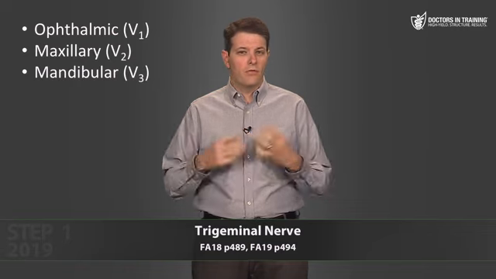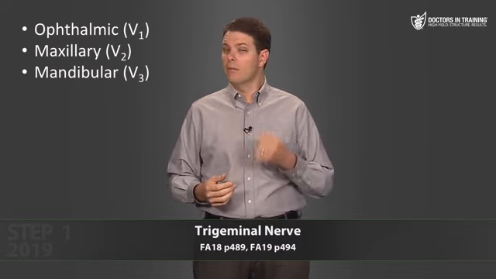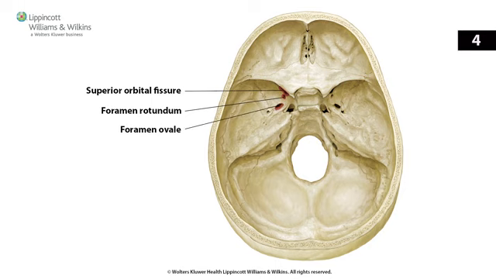branch. Now, the first 2 branches are purely sensory, while the mandibular branch has both sensory and motor functions. The ophthalmic branch exits the skull at the superior orbital fissure, the maxillary branch exits the skull at the foramen rotundum, and the mandibular branch exits at the foramen ovale.